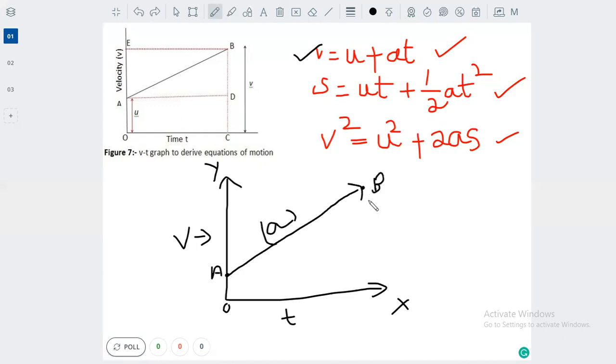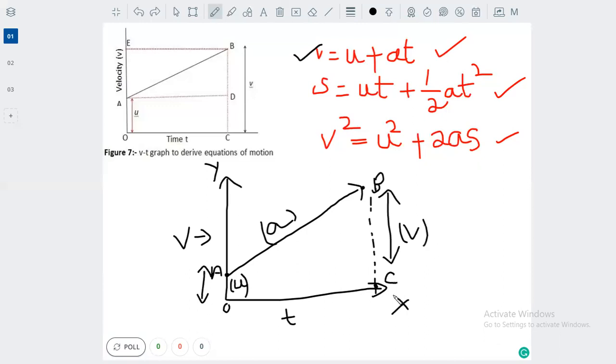Now from B, let me draw a line parallel to the time axis, and name this point C. Now what is this AO? AO is nothing but the initial velocity, and the initial velocity does not start from zero, it starts from another point, so it is a non-zero initial velocity. And BC is the final velocity, which is denoted by V.